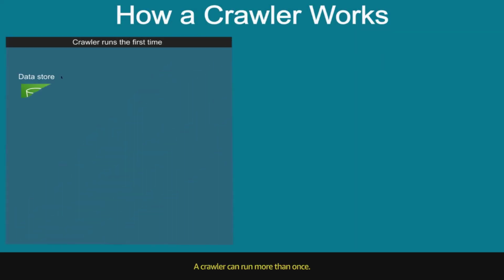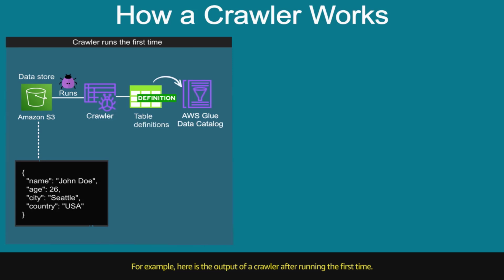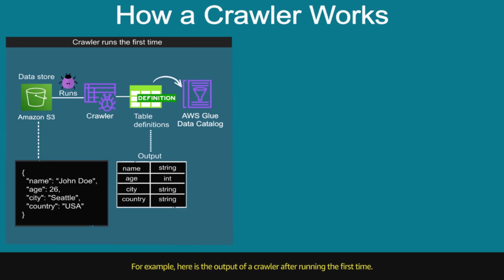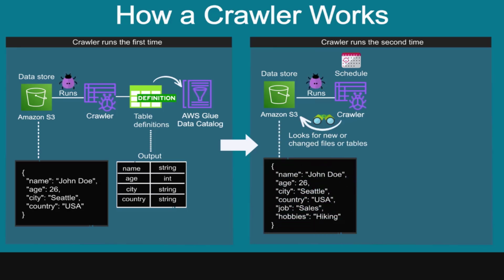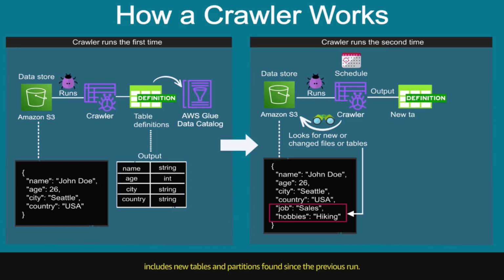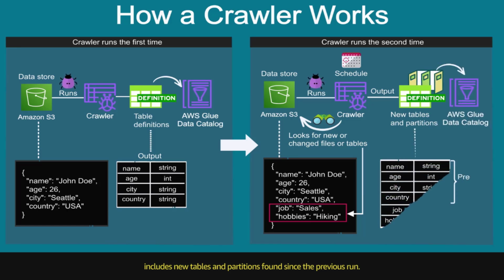A crawler can run more than once. For example, here is the output of a crawler after running the first time. If your crawler runs again, perhaps on a schedule, it looks for new or changed files or tables in your data store. The output of the crawler includes new tables and partitions found since the previous run.